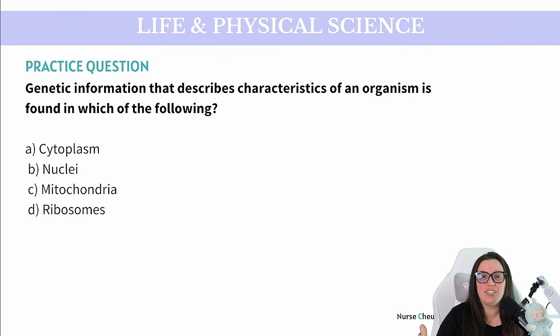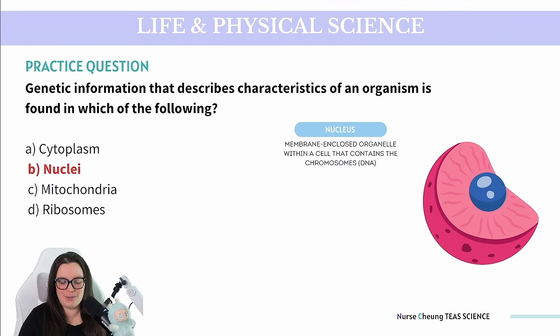Genetic information that describes characteristics of an organism is found in which of the following? Is it the cytoplasm, the nuclei, the mitochondria, or ribosomes? And you are absolutely correct. The correct answer is B. It is going to be the nuclei. The nucleus contains all of our cells' genetic material, also known as DNA, and it is responsible for storing and transmitting genetic information.